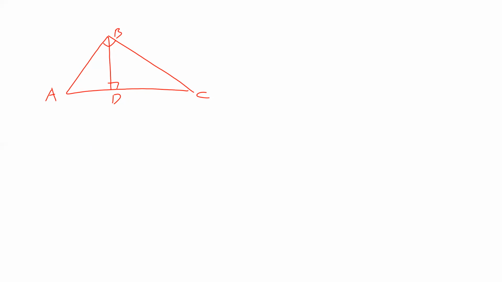And we know that they're similar because in each one of these, we can clearly tell that there is a right angle and one angle that they share in common. So if you have 2 angles that are the same, we have to have similar triangles.